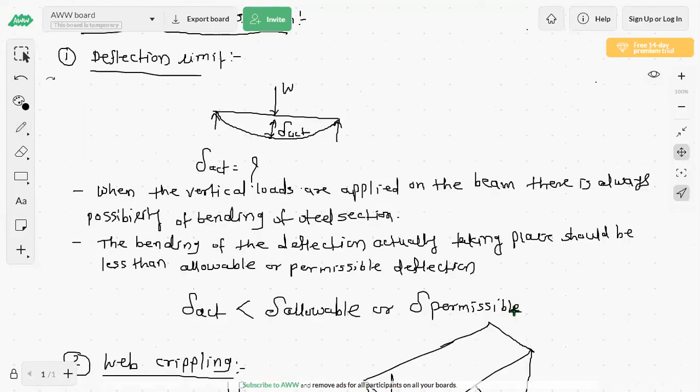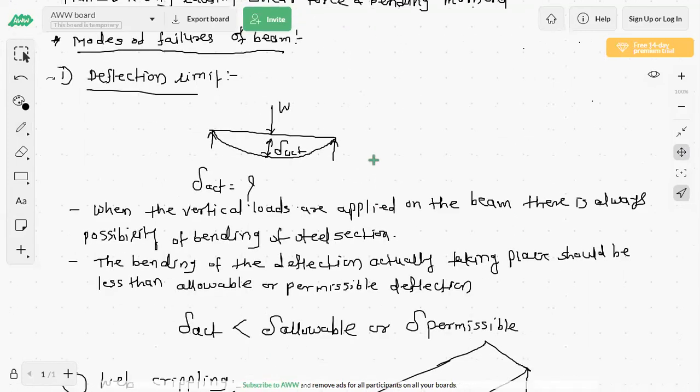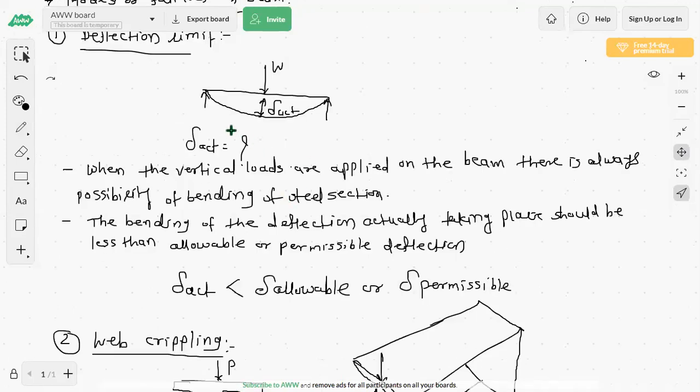Everyone see here. The first mode of failure is the deflection. So how will deflection occur? Due to this external W or P force, your beam will be bent. That amount of bending is the delta. For this load, we can calculate the delta actual. This delta actual should not be greater than the delta allowable.